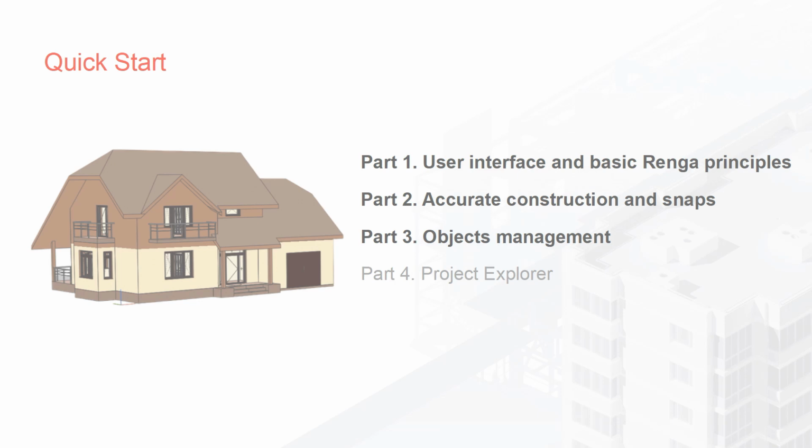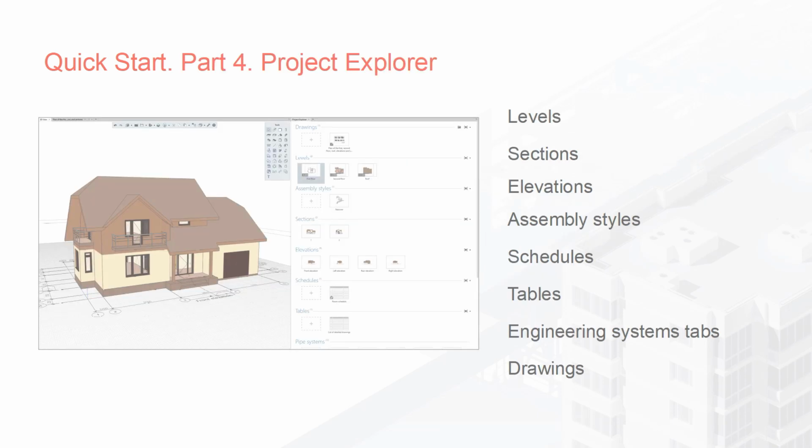In the fourth part we will get acquainted with the project components that are located in the Project Explorer and include levels, sections, elevations, assembly styles, schedules, tables, engineering systems tabs, drawings. For convenience, this fourth part is divided into two subparts. Subpart 1, Project Explorer, Levels, Sections, Elevations. And Subpart 2, Project Explorer, Assembly Styles, Schedules, Tables, Engineering Systems tabs, Drawings.